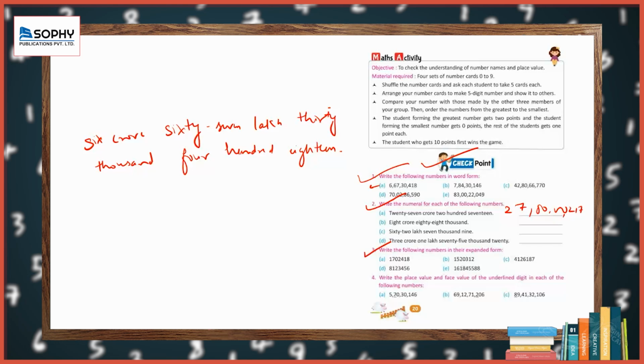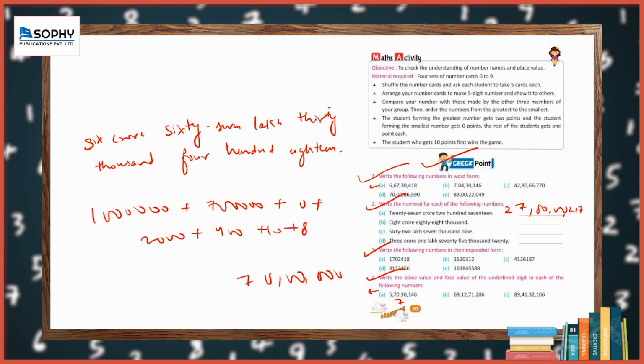We have to write the following numbers in their expanded form students. So that can be written as 10 lakh plus 7 lakh plus 0 plus 2000 plus 400 plus 10 plus 8. In the next one, you have to write the place value and face value of the underlined digit. So underlined digit face value is 7 students and the place value is, very good students, that is 70 lakh.